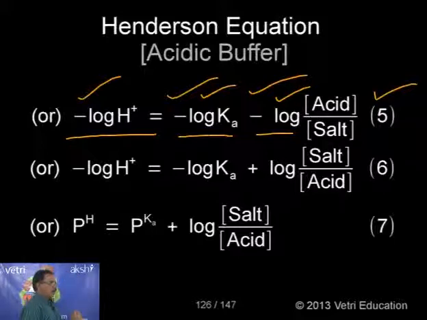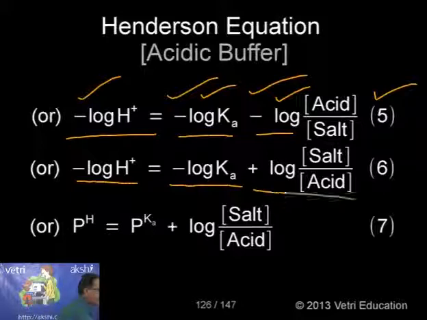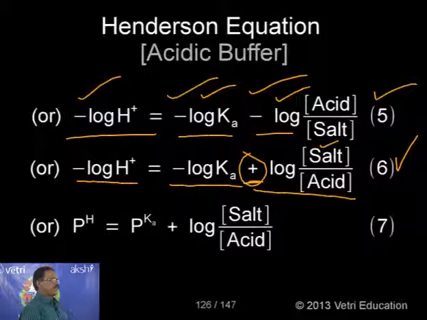The other interesting information, just for our convenience, I am changing now. I am retaining minus log H plus, and I am retaining minus log Ka. But only here I am exchanging the concentration terms. I am reversing the salt by acid so that this minus sign becomes plus. So it is now plus log salt by acid, that is equation 6. Kindly see, equation 5 is changing into equation 6; the only difference is that instead of minus I am putting plus, so that the concentrations of acid and salt are reversed.